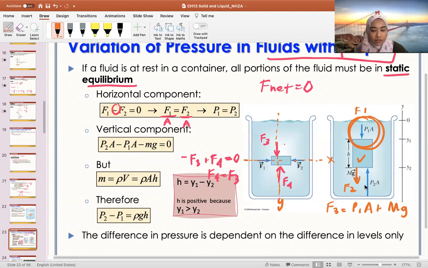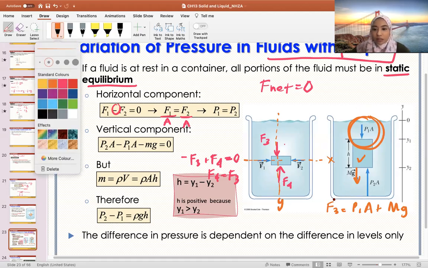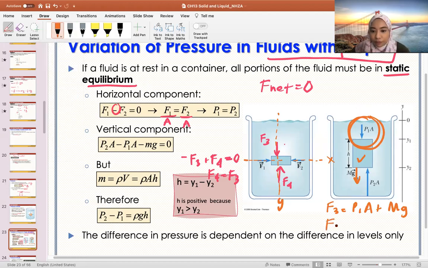Okay, hope everyone's clear on that. So we have P1A and this is mg. What is the force acting upwards? So that is my F4. Okay, yang saya cakap tadi kat sini, F4.